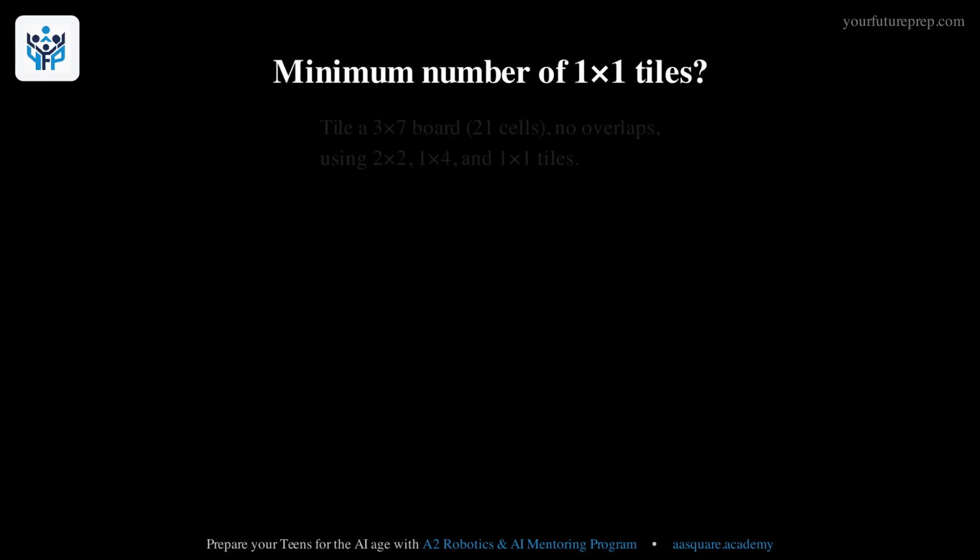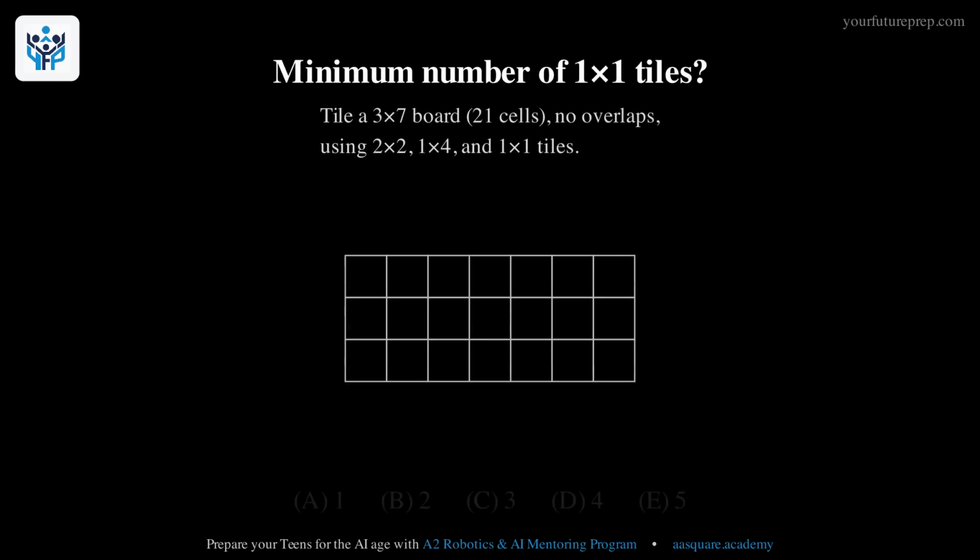Here's problem 7 from the 2024 AMC 8. A 3x7 rectangle, made of 21 unit cells, is completely covered, with no overlaps, using tiles of 3 shapes: 2x2 squares, 1x4 rectangles, and 1x1 squares. What is the smallest possible number of 1x1 tiles we can use?